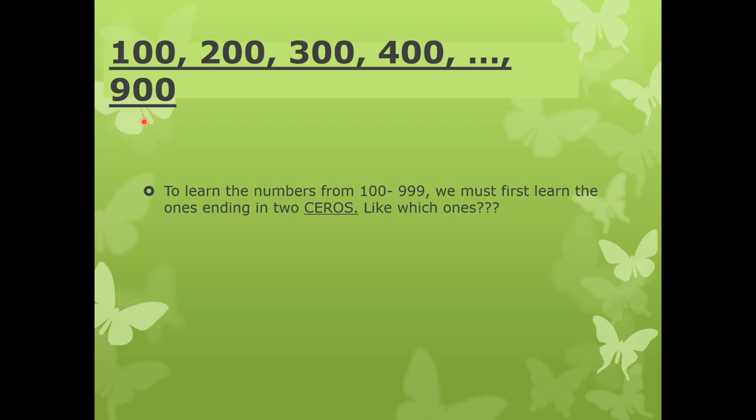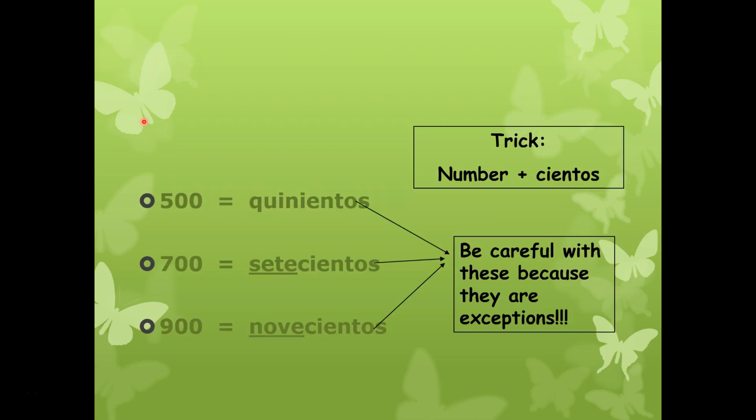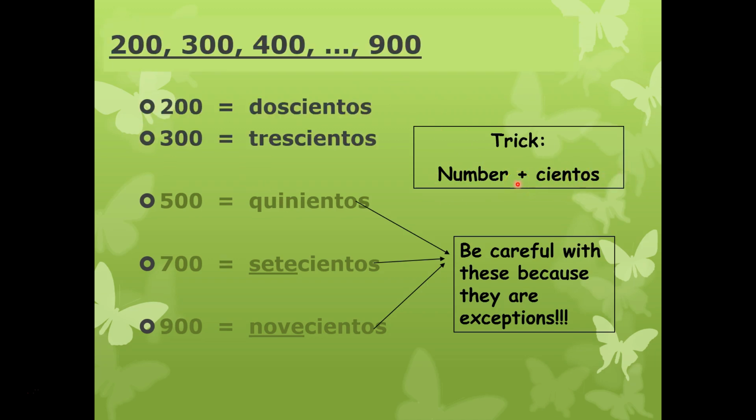We're gonna go with hundreds, okay? With the hundreds, I need you to be focused because there are a couple of rules that you guys need to learn. For instance, to learn a number from 100 to 999, we must first learn the ones ending in zeros. So we have a trick. We have the number plus cientos. We're gonna see that right now.